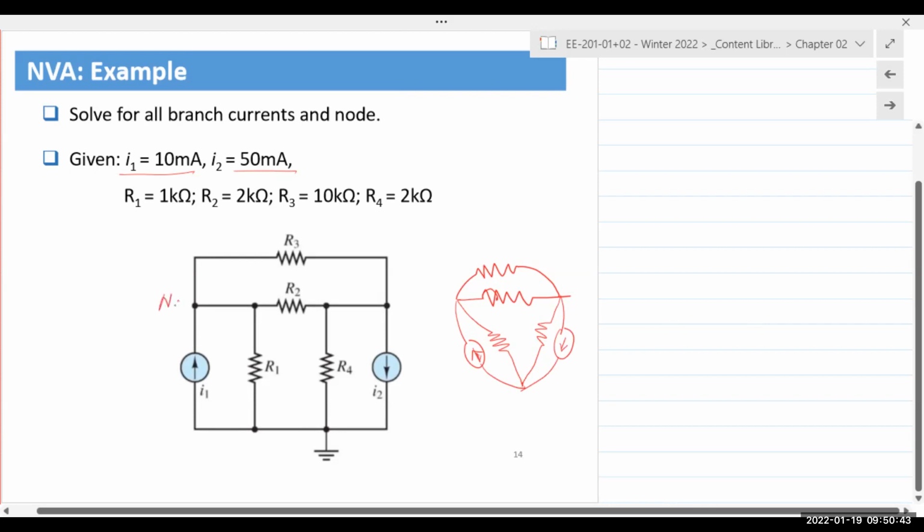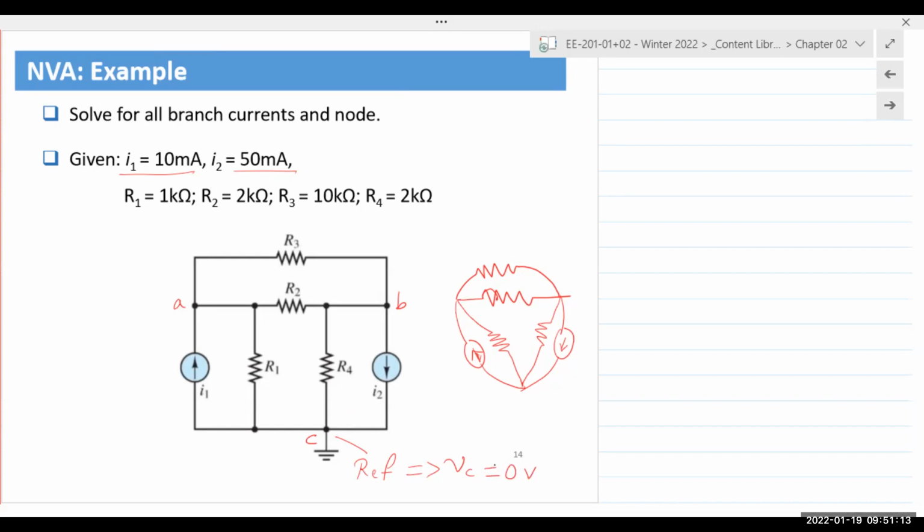Let me call them A, B, and C. And since ground is conveniently marked for us, I'm going to take node C as my reference. So if I take node C as my reference, that means VC for the purposes of my analysis is equal to 0 volts.